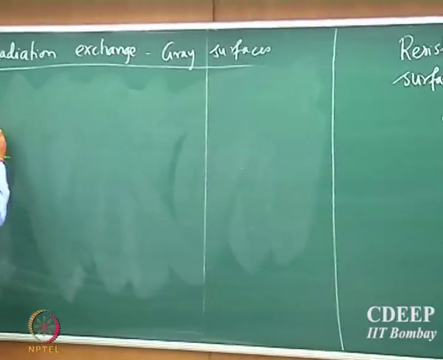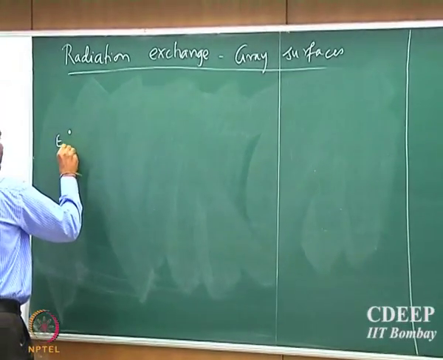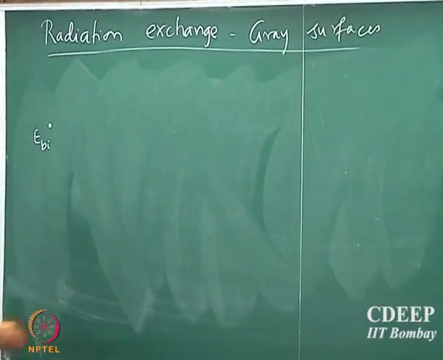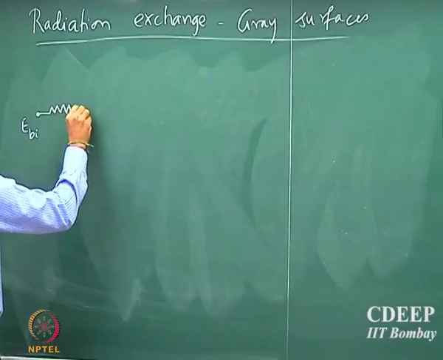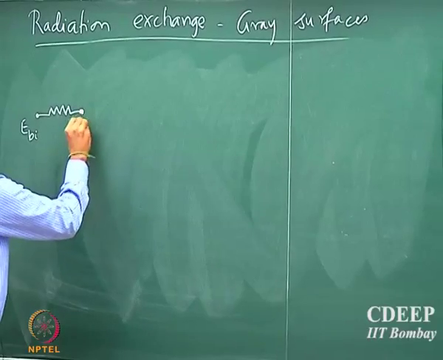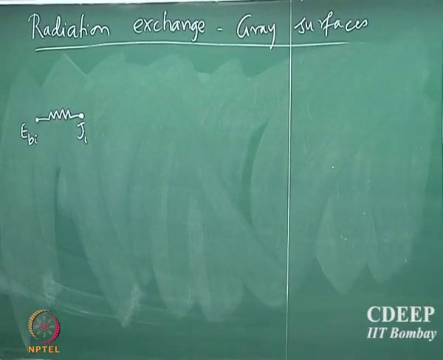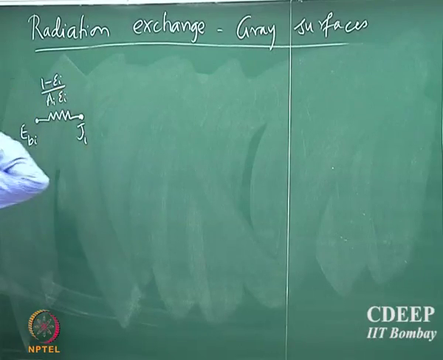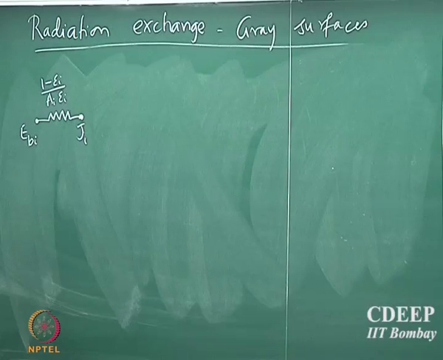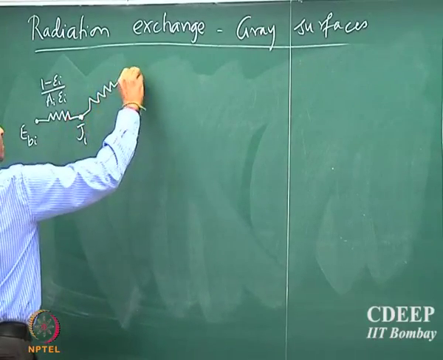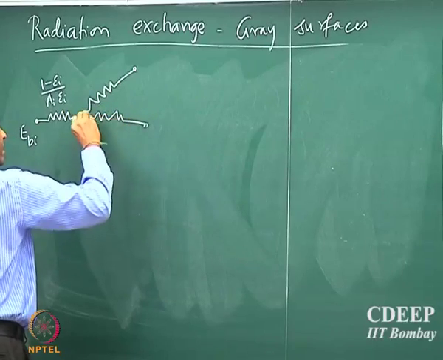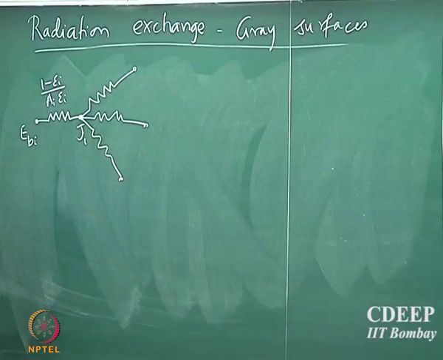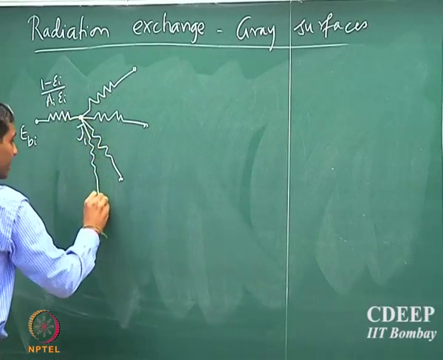Supposing Ebi is the black body radiation for surface i, and Ji is the corresponding total emission from that surface, then the resistance offered is (1 minus epsilon i) by (Ai epsilon i). Now, this is exchanging radiation with all other surfaces, and it is doing so simultaneously, therefore you have resistances which appear in parallel.